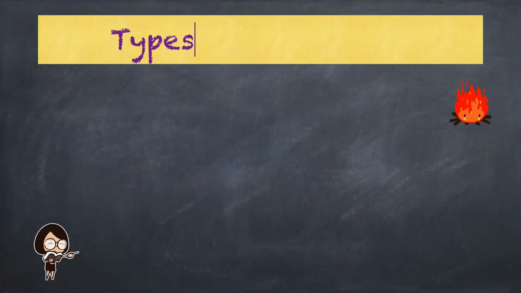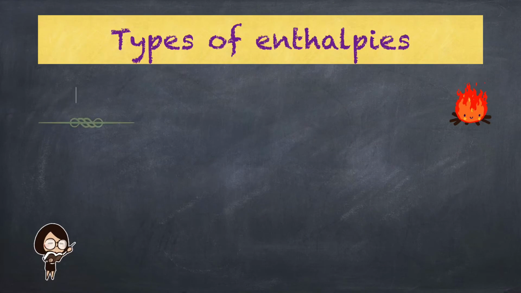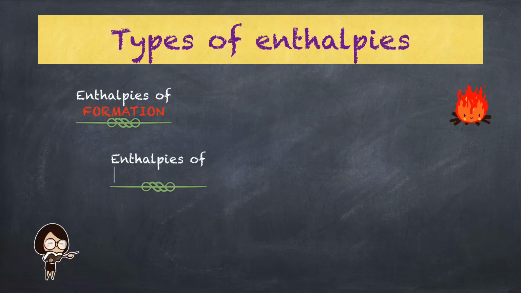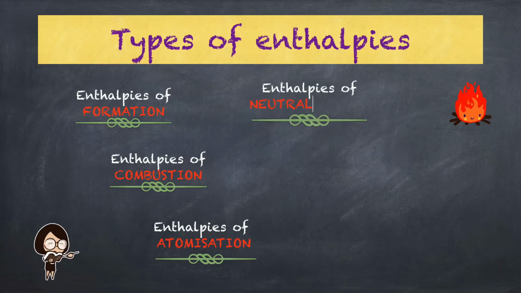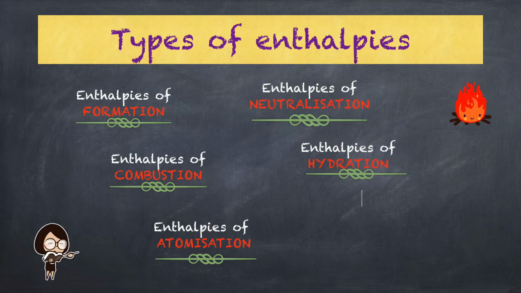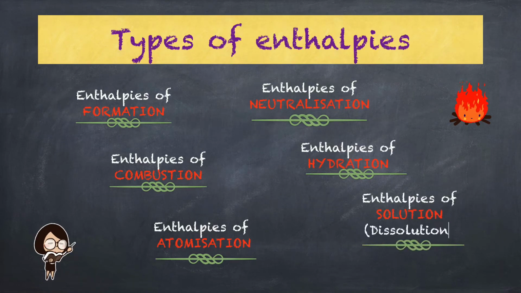There are 6 types of enthalpies. First, enthalpies of formation. Second, enthalpies of combustion. Third, enthalpies of atomization. Fourth, enthalpies of neutralization. Fifth, enthalpies of hydration. Sixth, enthalpies of solution or dissolution.